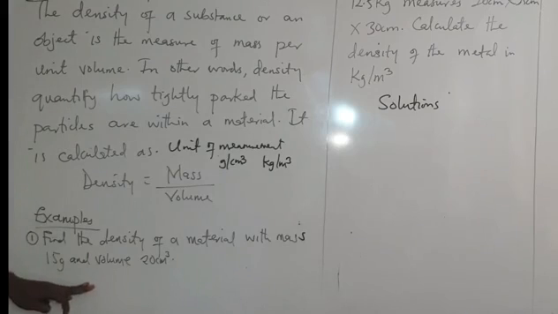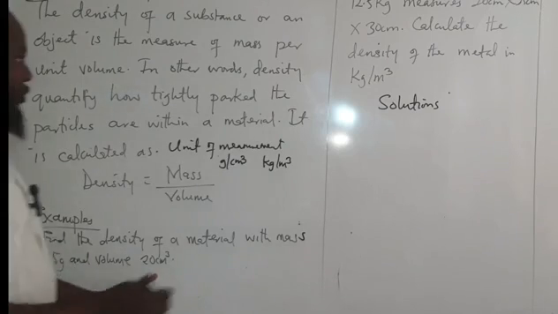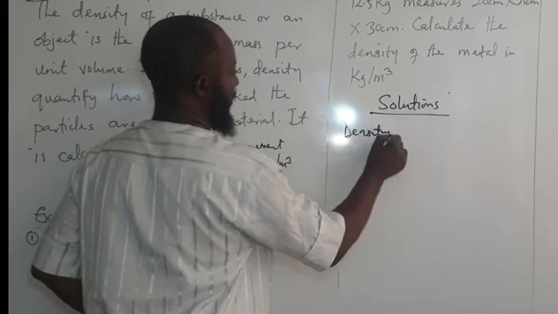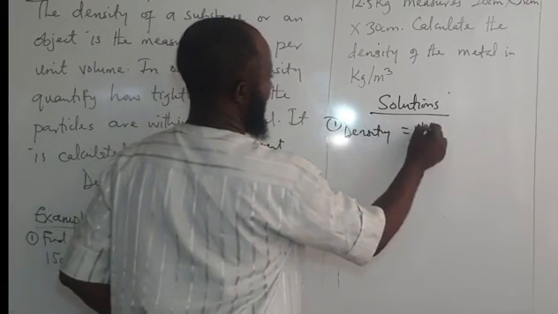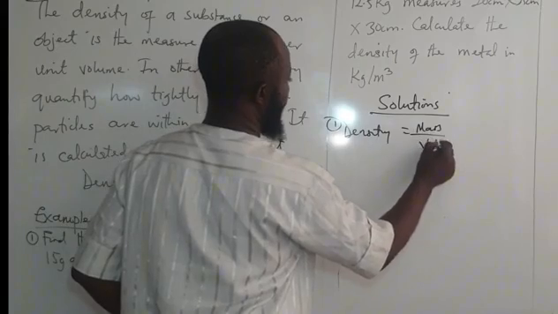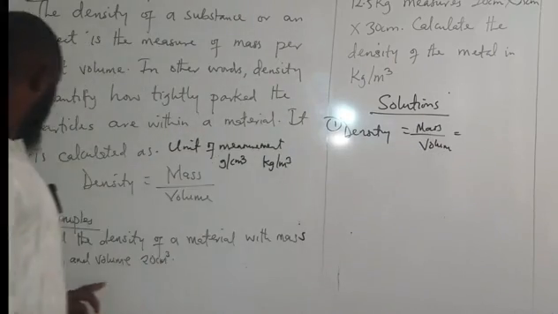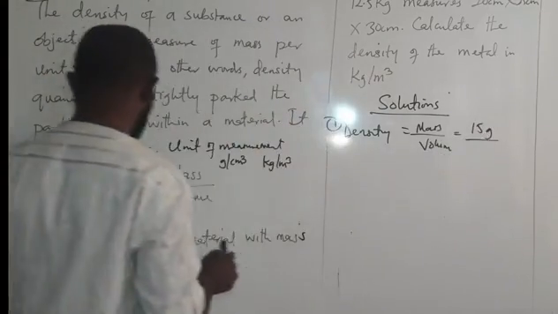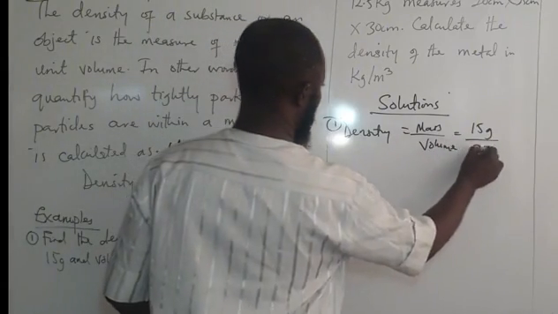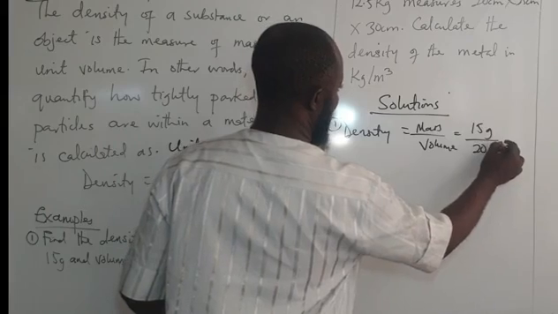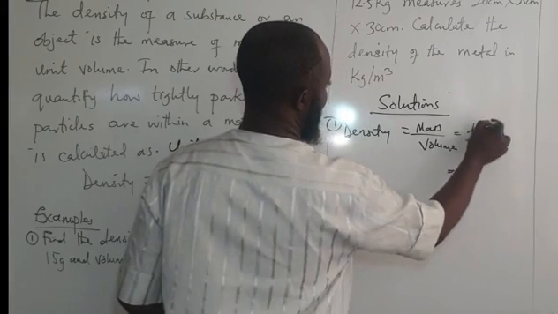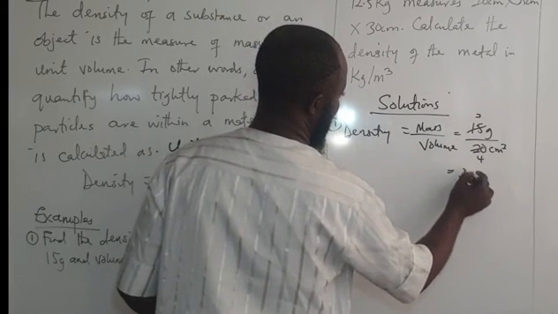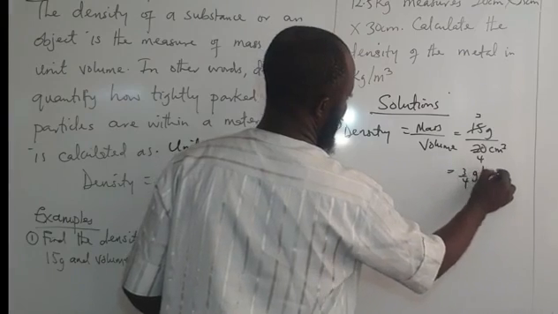So this one will be in gram per centimeter cube. To solve this, density, the formula is mass divided by volume. What is the mass in this question? 15 gram. So that is 15 gram divided by the volume given, which is 20 centimeter cube. Calculate this: 5 here 3, 5 here 4. So that is 3 over 4 gram per centimeter cube.